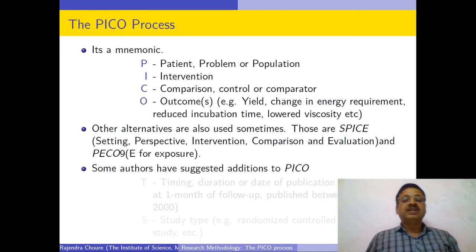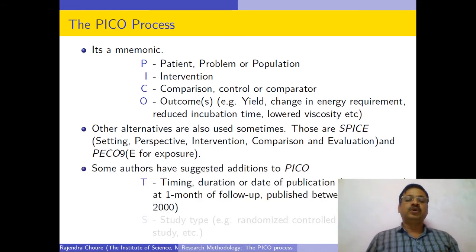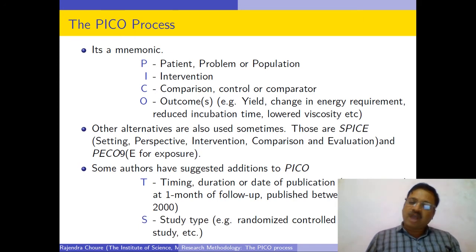And some authors have suggested additions to PICO. One is timing, duration or date of publications. The literature which you are going to consult shall be a recent one, as far as possible. Then study type: many a time you have to define the study type, such as randomized control trial, cohort study, or other different study types. You can include these for your literature search.